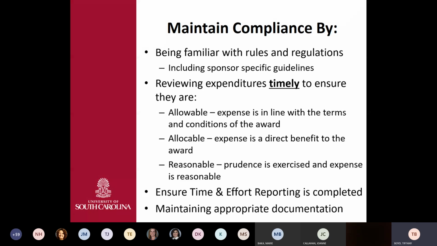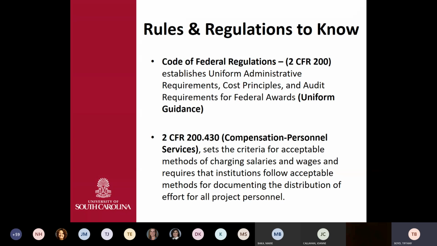And then making sure that you maintain appropriate documentation. So then just some regulations to know. The first one is the Code of Federal Regulations that we refer to as Uniform Guidance, which is 2 CFR 200. That's the code that establishes the administrative requirements, cost principles, and audit requirements for federal awards. Section 200.430 is where it talks about charging salary and wages and the requirements institutions must follow as it relates to documenting the distribution of effort for all project personnel. So that's another important section to know.